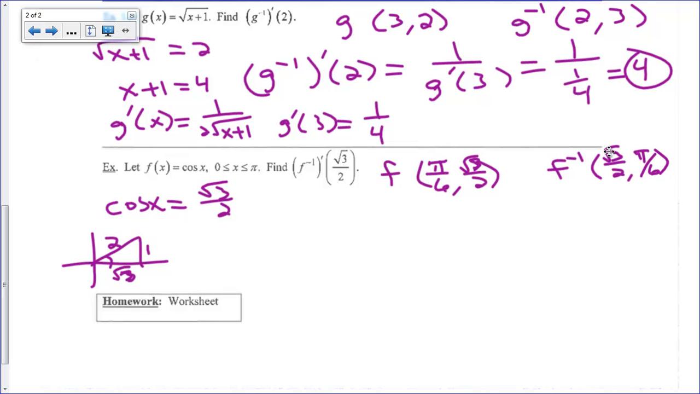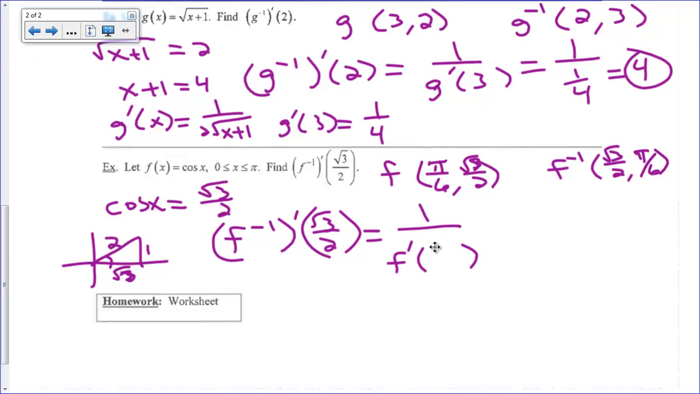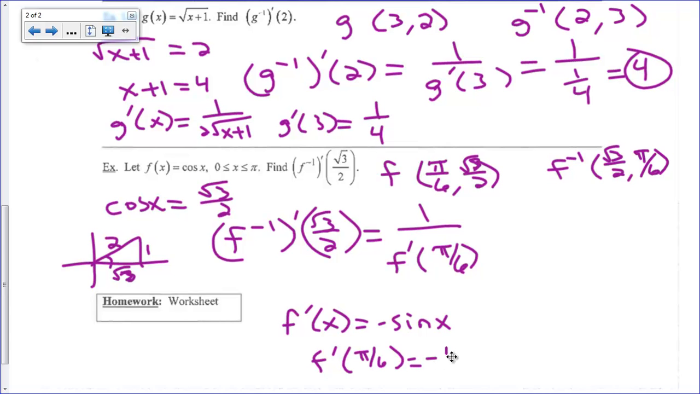So we found our missing piece of information, so we can set up our formula. F inverse prime at the square root of 3 over 2 would be 1 over f prime, where? At pi over 6. The slope of f inverse at square root of 3 over 2 is the reciprocal of the slope of f at pi over 6. So we need to find f prime of x. F prime of x is going to equal the derivative of cosine of x, which is negative sine of x. So f prime at pi over 6 is negative 1/2.